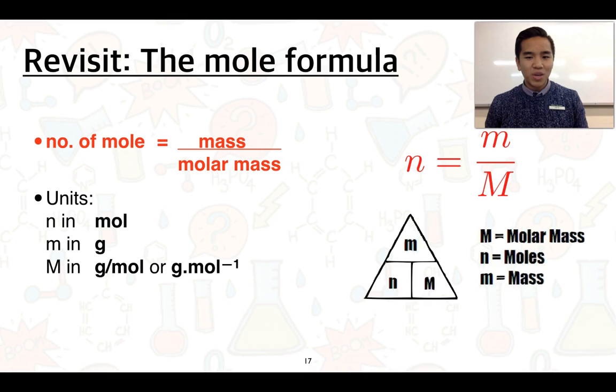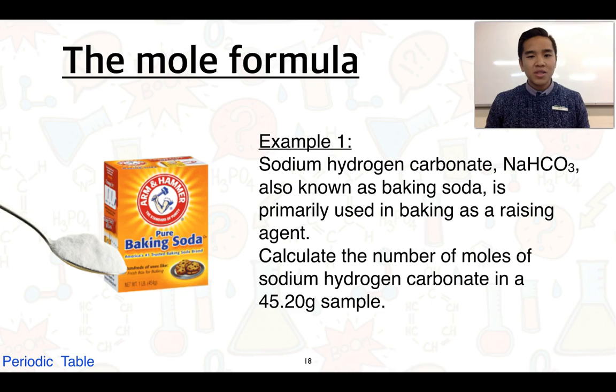Just keep in mind that we can simply rearrange this formula. So this formula n equals little m over big M, and we can rearrange it to get a formula for mass. So that's mass is equal to the number of moles times the molar mass. To look at how we use this, we're going to work through a few examples.